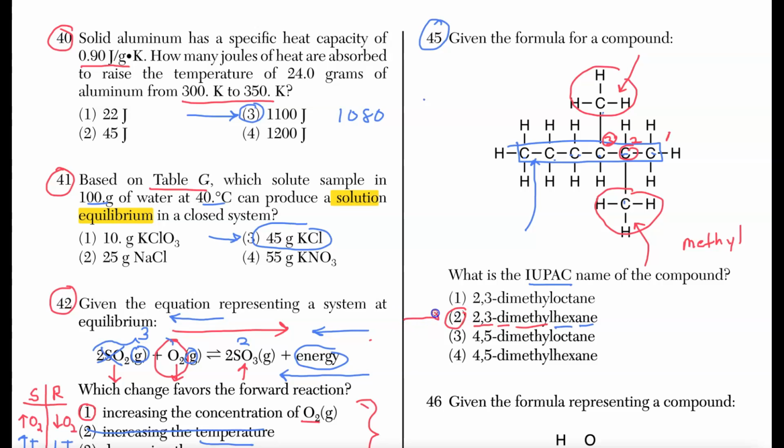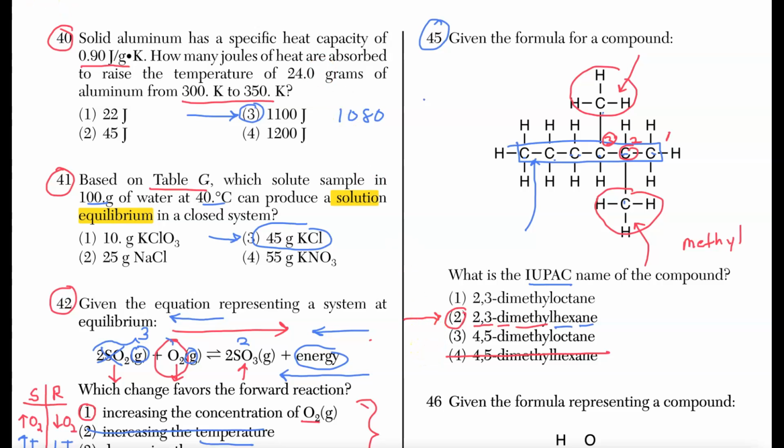By the rules of the IUPAC naming system of naming organic compounds, attaching groups have to have the lowest numbers possible. That's why 4,5-dimethyl doesn't work. So 45 is choice 2.